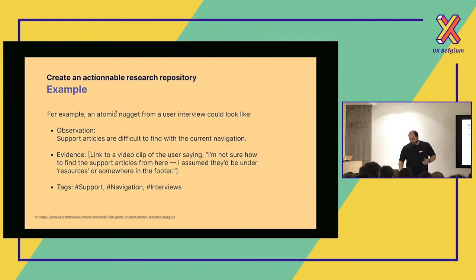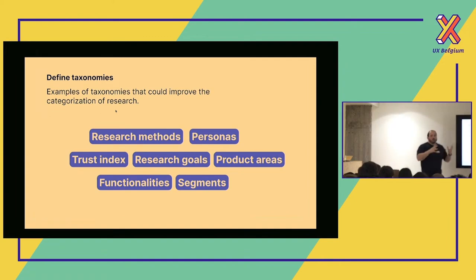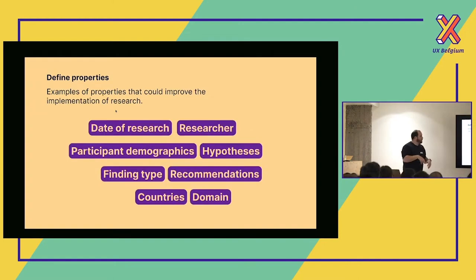Taxonomies are super important because they will help you organize and sort your research repository. You don't want to have a repository that is only marked with a product area. Okay, we've got some insights on the contact form, then what next? So here are some examples of taxonomies that could be used for the categorization of research, and then you can also have some properties that are more related to the participant side, the researcher, and how the company is working within the research.